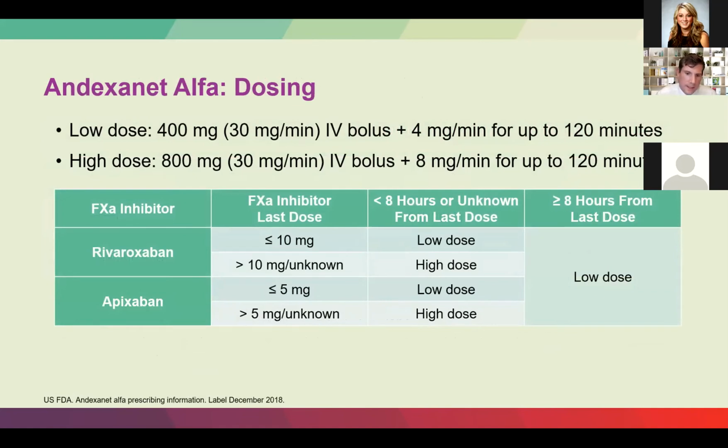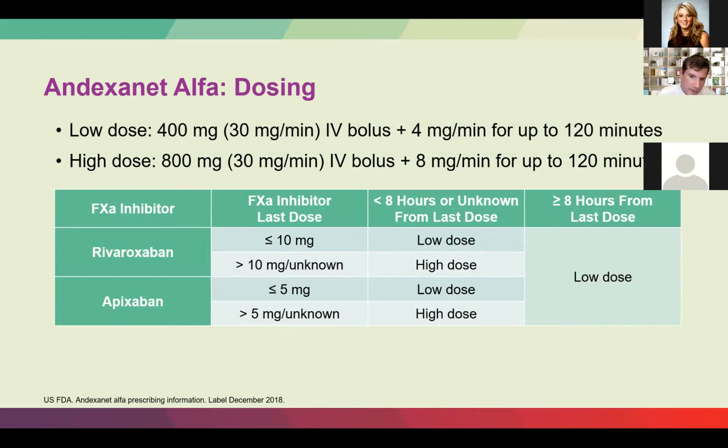So andexanet alfa comes in basically two flavors of dosing, a low dose and a high dose. And that's going to be based on when the 10A inhibitor was last taken and what the dose is. Regardless of the dose, if it's been 8 or more hours, then it's the low dose andexanet that you're going to give. And if it's been within 8 hours, then you want to know the actual dose of the apixaban or rivaroxaban, and then you would base the high versus low dose on that.